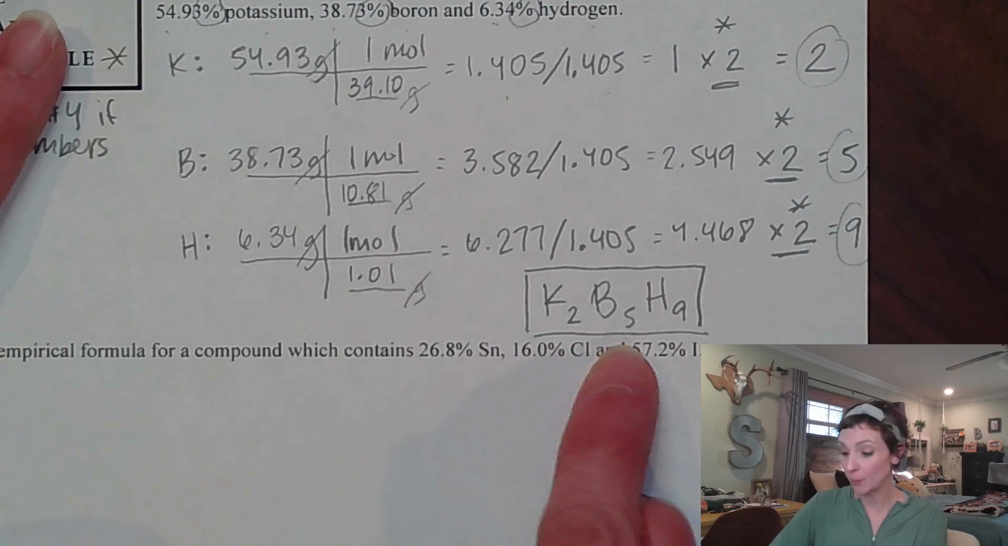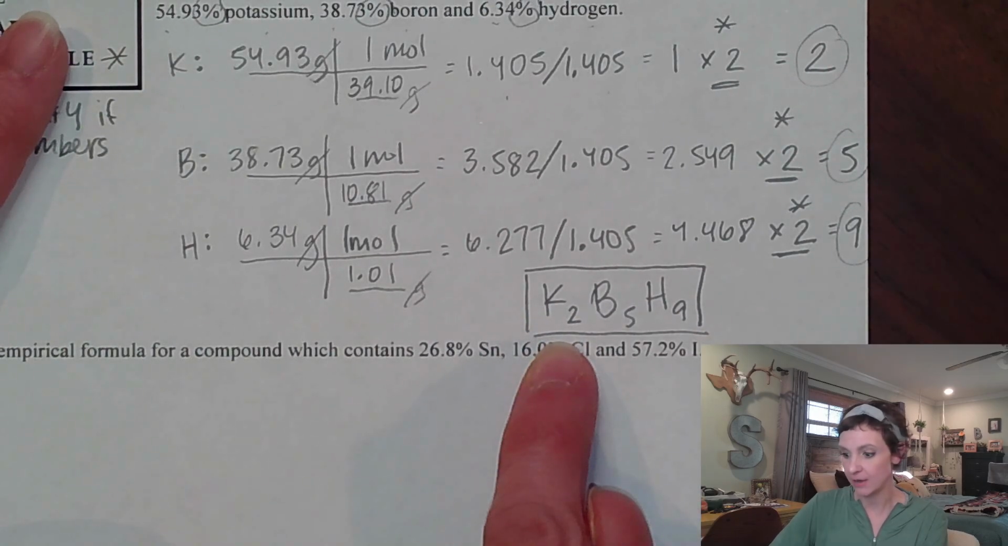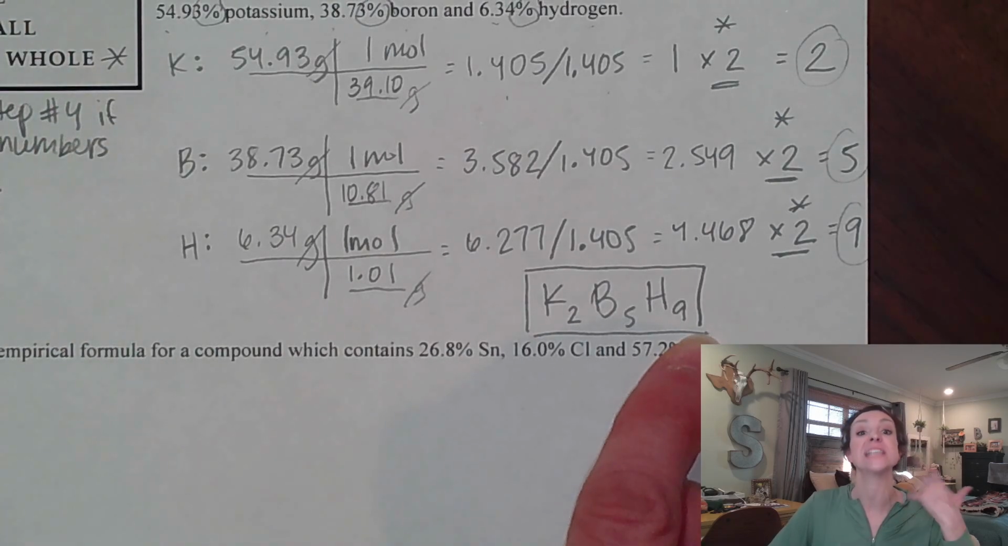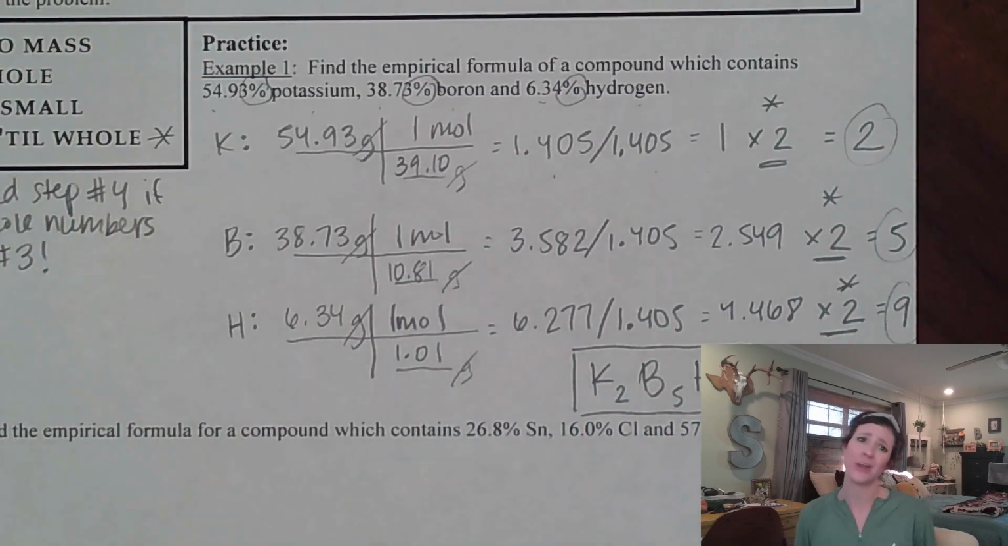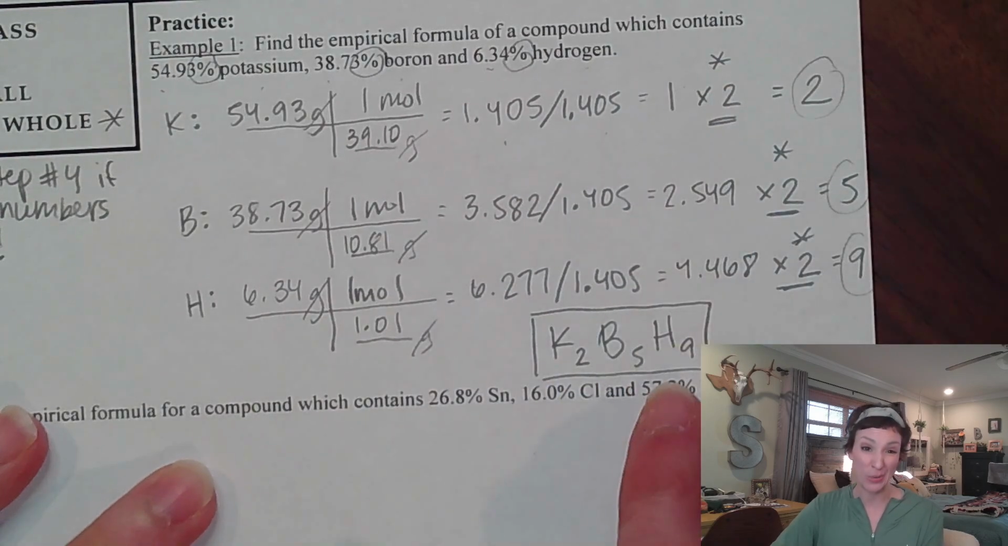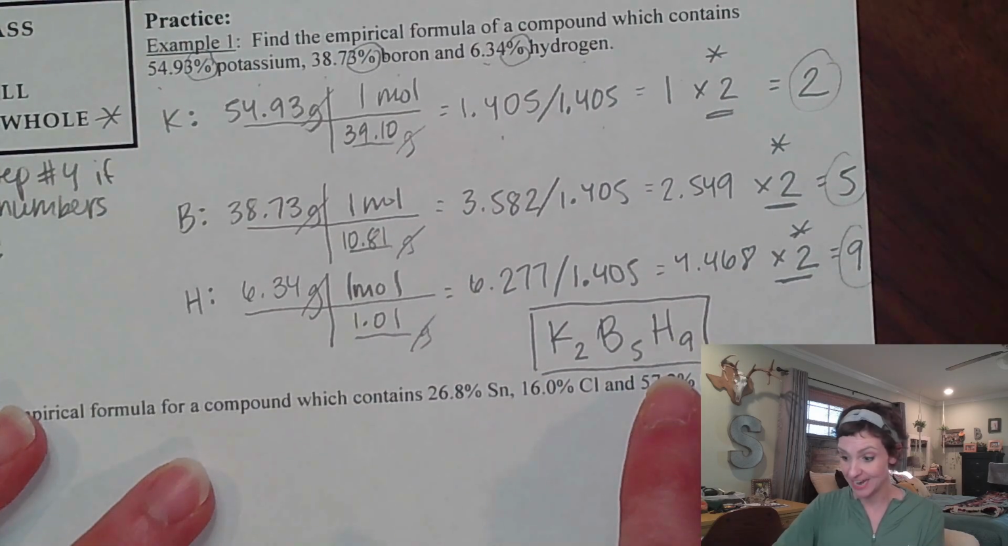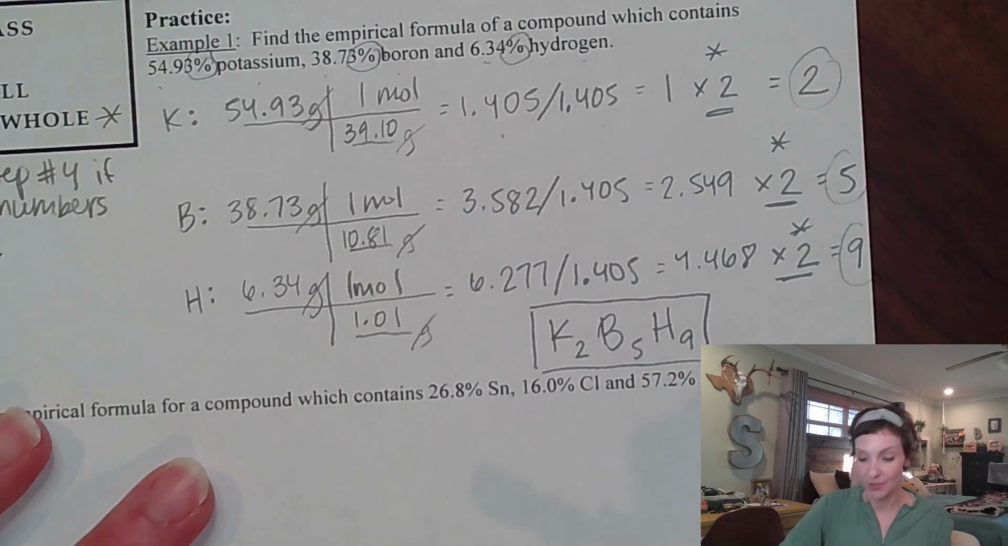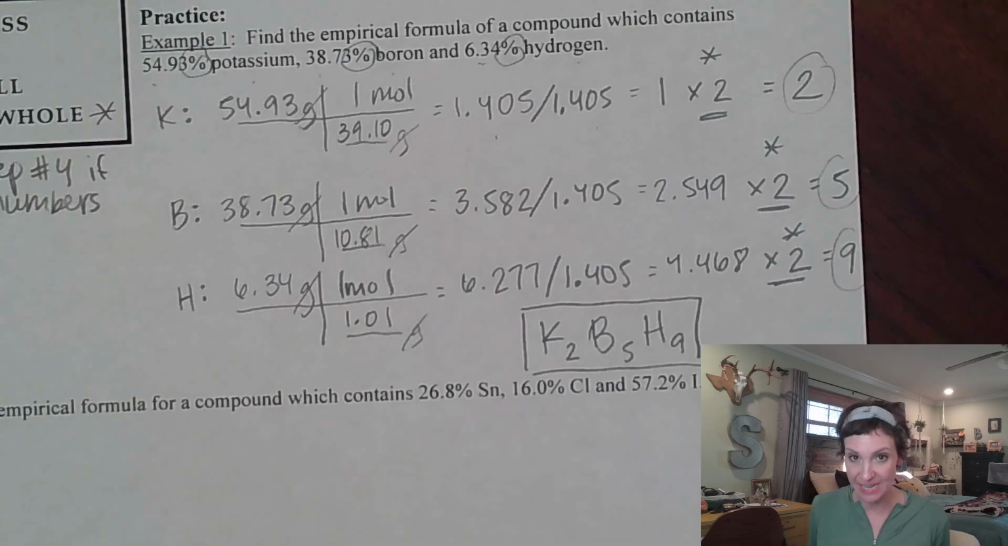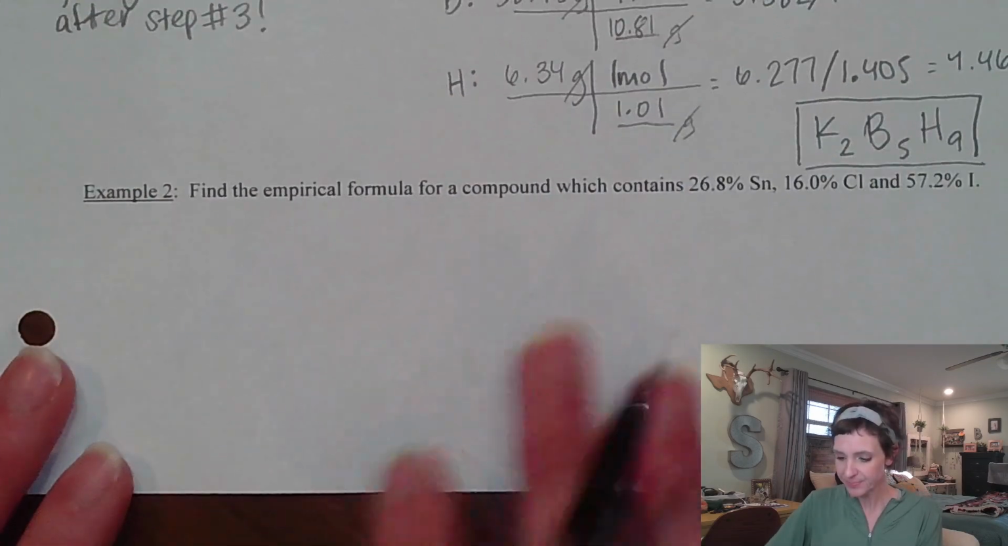And it's empirical because I cannot further divide 2, 5, and a 9 all by some common number to get something smaller. So, I know it is a lot of work just to get to this, but it is kind of fun because it's a cute little strategy of percent to mass, mass to mole, divide by small. And if you don't get whole numbers after that divide by small step, you need to multiply them till whole. Okay, let's do one more example of this before we go back into learning about molecular formulas, the muscly side of this lesson.